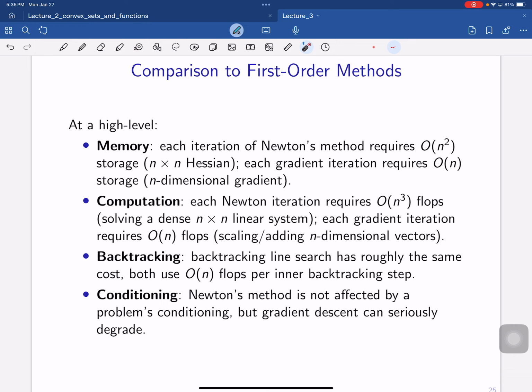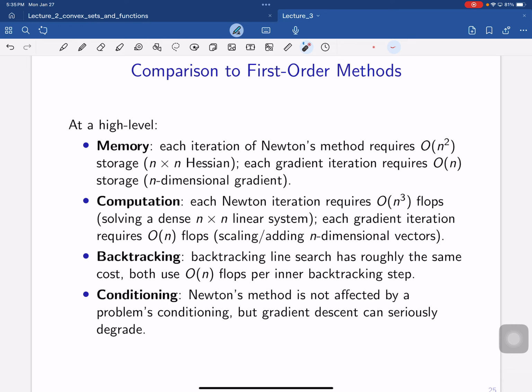The final remark is conditioning, or whether you need to scale the problem such that it has good conditioning or not. Gradient descent can have bad conditioning if you do not scale the problem very well. Newton's method does not have this problem because we showed that Newton's method is affine invariant. You sort of scale the problem by the inverse of the Hessian already.